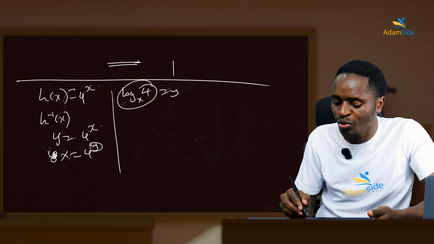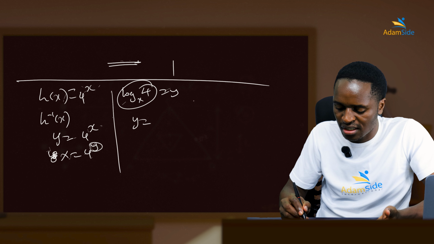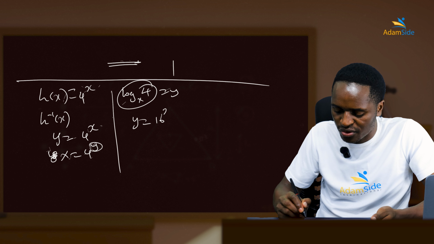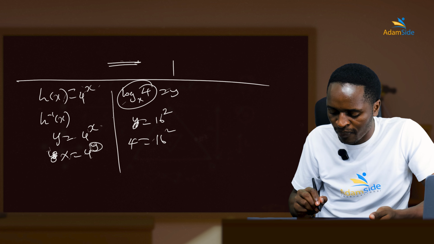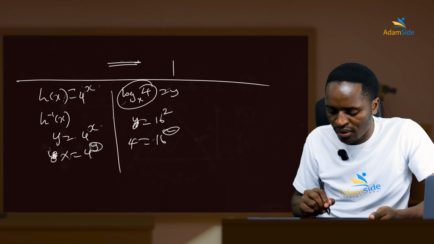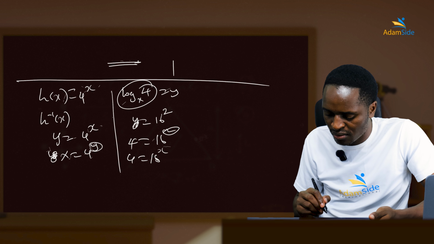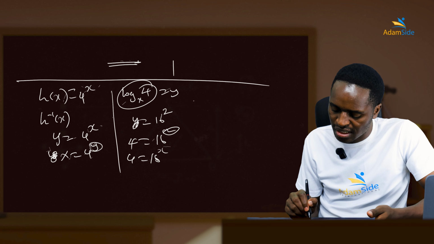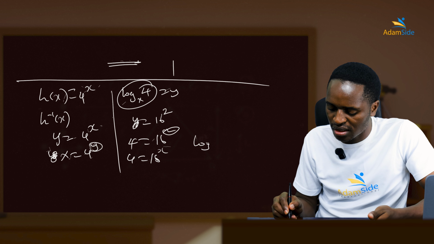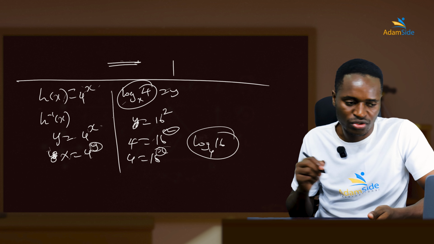So this is just a random question that I asked you. For example, if the question was y is equal to, let's say, 16 power x, and then we need to understand that 4 is equal to 16 power x, and we need to know what x is. If you apply log, you are able to get the value, say log 4 base 16. You are able to get your x value as 1/2.